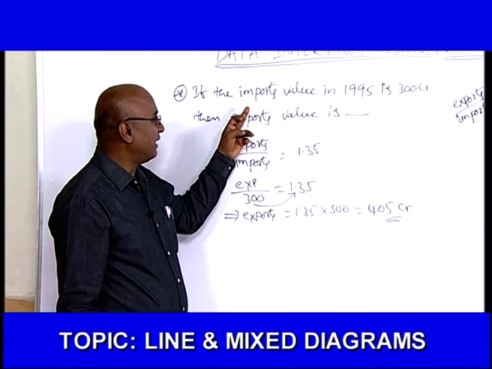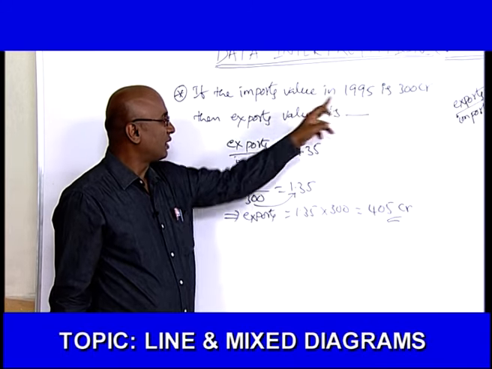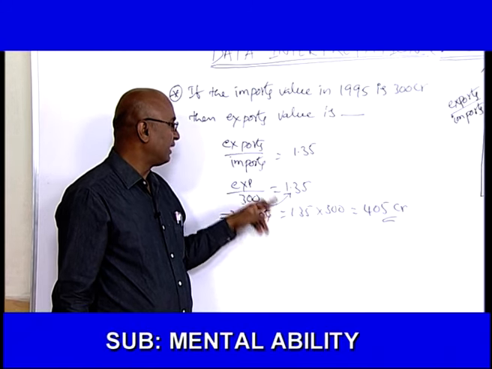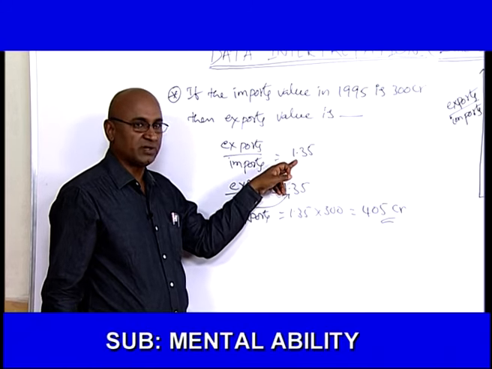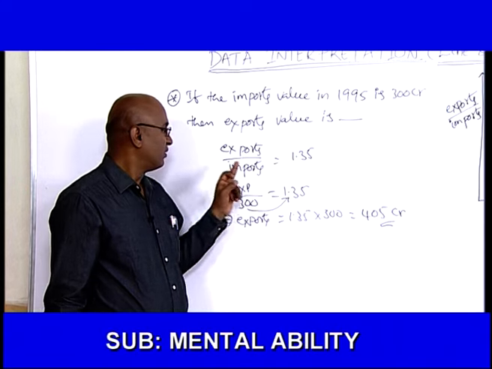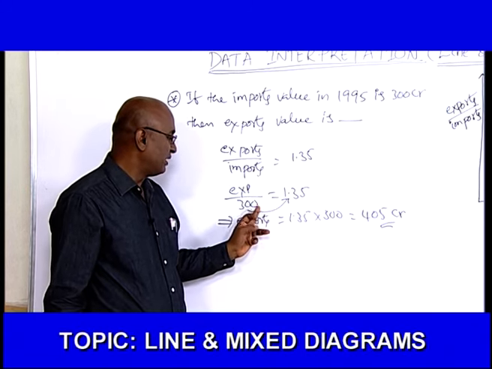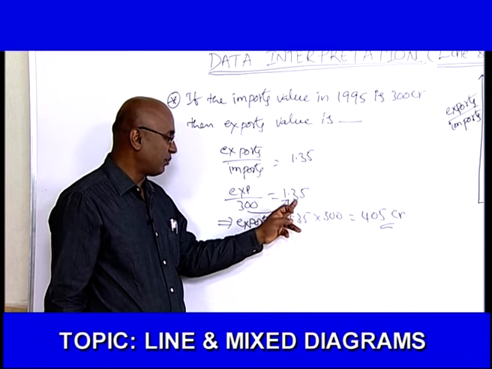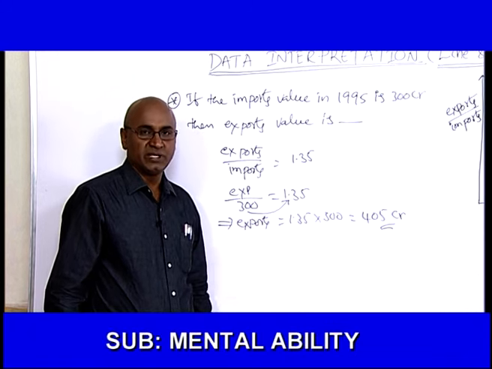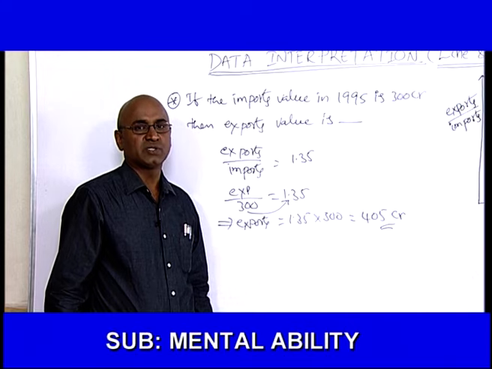సో 1995లో ఇంపోర్ట్స్ విలువ 300 కోట్ల రూపాయలు అయితే ఎక్స్పోర్ట్స్ విలువ ఎంత అంటే ఎక్స్పోర్ట్స్ బై ఇంపోర్ట్స్ ఈజ్ ఈక్వల్ టు రేషియో, దట్ ఈస్ ద గివెన్ వాల్యూ 1.35. From that, exports is equal to 1.35 into imports. Imports value is 300. So 1.35 into 300, that will give you 405 crores rupees.